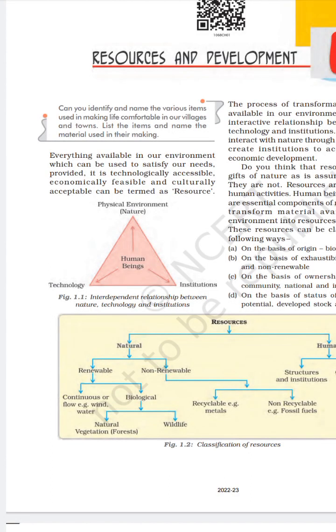This NCERT audiobook is of Class 10th Social Science, Geography, Chapter 1: Resources and Development. Can you identify and name the various items used in making life comfortable in our villages and towns? List the items and name the material used in their making.